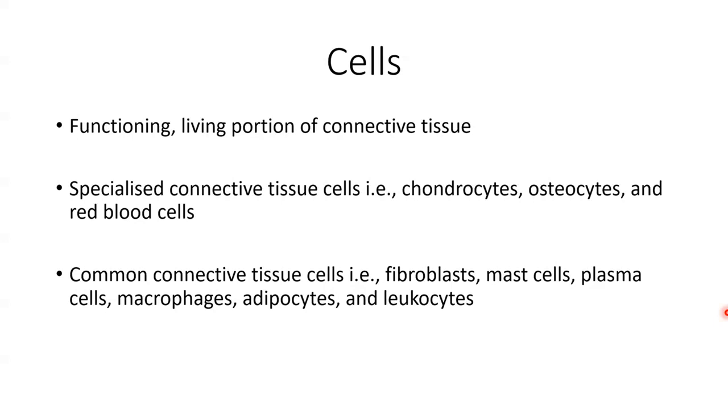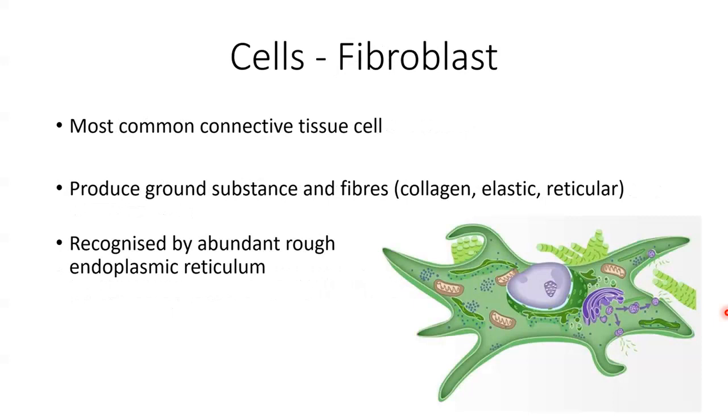But then in other connective tissues, there's going to be a mix of different common types of cells. So these are cells like fibroblasts, mast cells, plasma cells, macrophages, adipocytes or fat cells, and leukocytes. And our leukocytes are white blood cells. So the most common cell found within connective tissue is what we call a fibroblast. Fibroblasts produce the collagen, elastic, and reticular fibers, as well as that ground substance. So they're clearly really important, and it's obvious why they're the most common in our connective tissue.